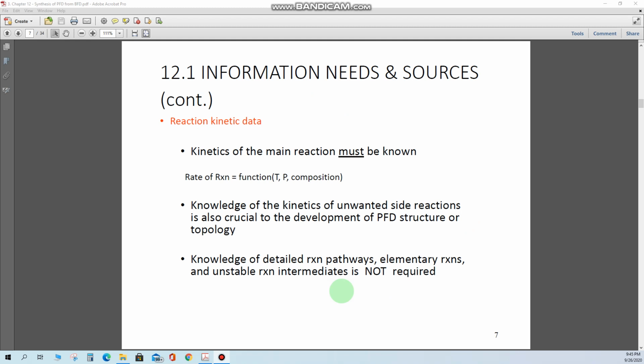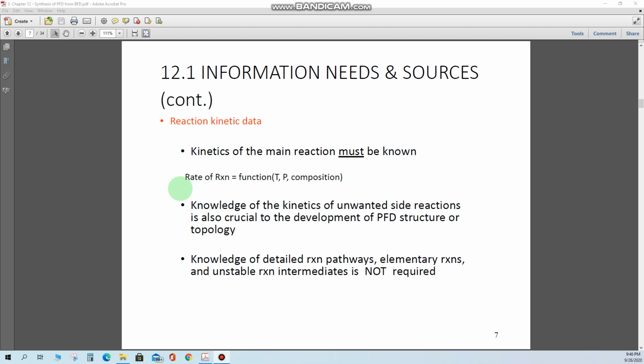Now let's come to the reactor part, and let's see what kind of information we should have on the reactor kinetics. We know that the reactor is the main heart of the chemical engineering process. So the kinetics of the main reactions must be known. Whenever you are designing any process, you should be aware of the reaction kinetics. You should have information on the rate of reaction as a function of temperature, pressure, and composition.